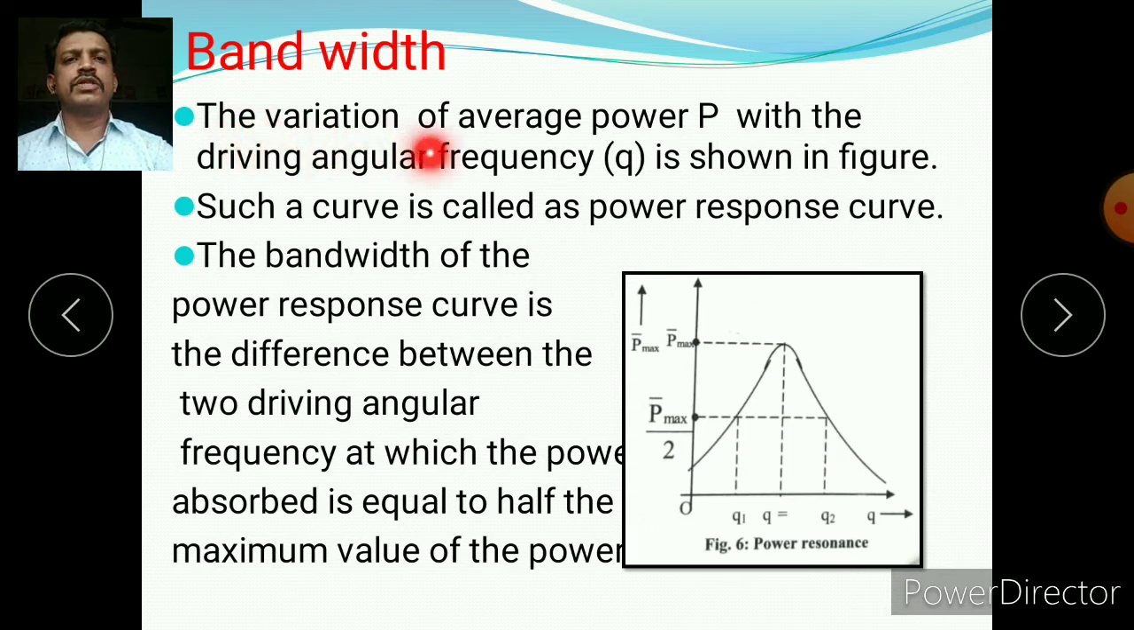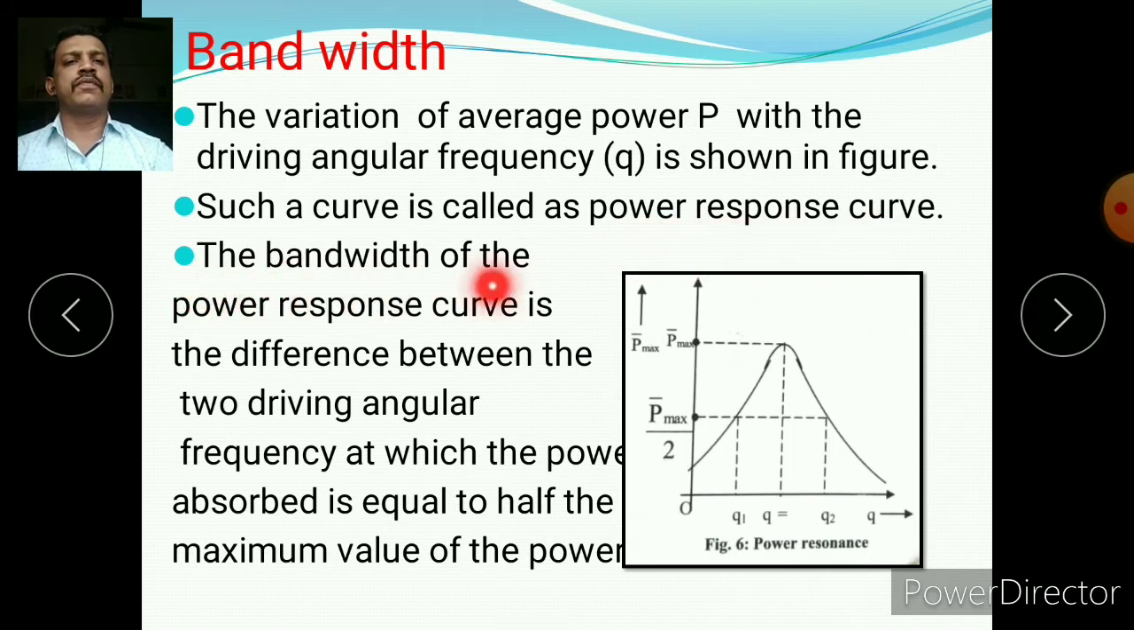The variation of average power P with the driving angular frequency Q is shown in the figure. The variation of average power means the power increases like this and after that it reduces. Here it is maximum power, here it is half of the maximum power, P max by 2, and here it is the power resonance. Here we have the angular frequency, varying from 0 through Q1 and Q2 like this. Such a curve is called the power response curve.